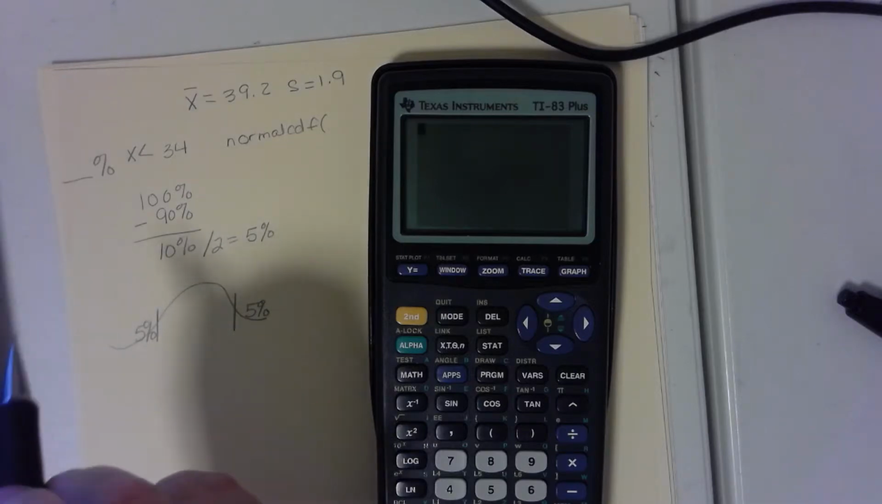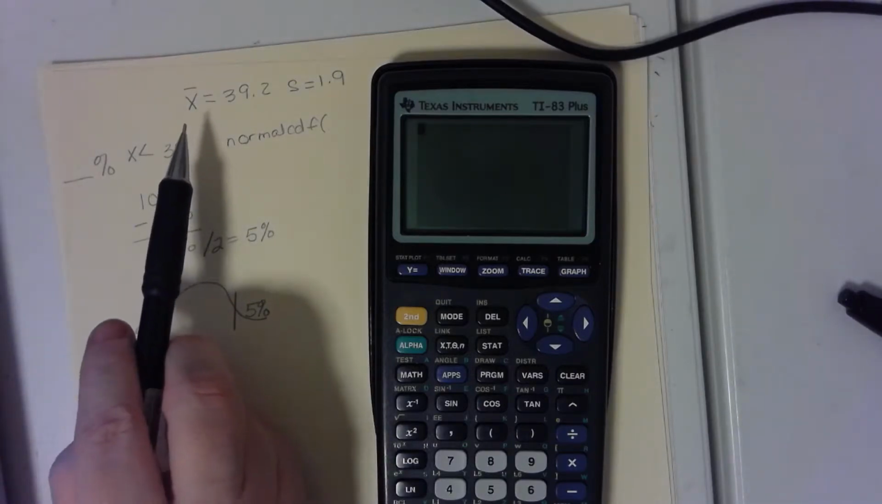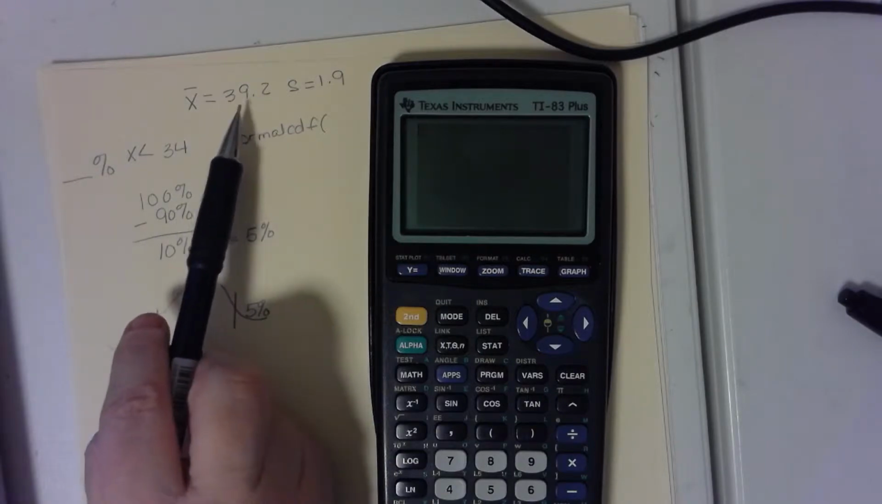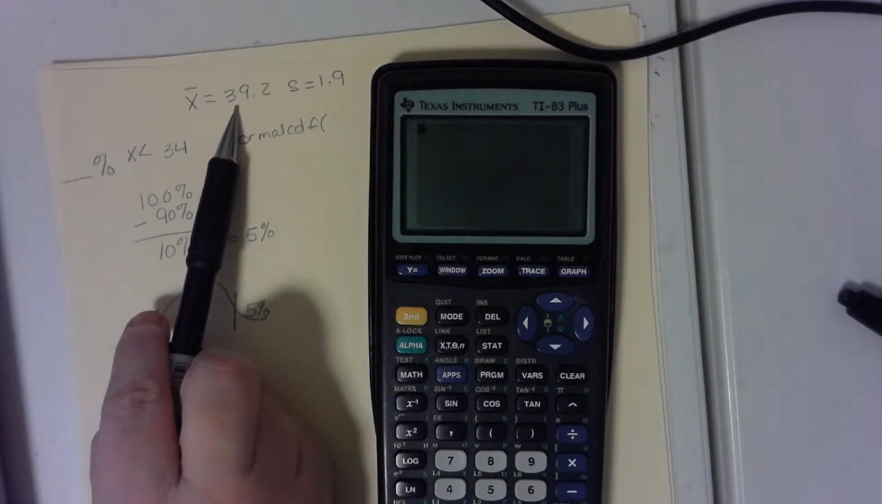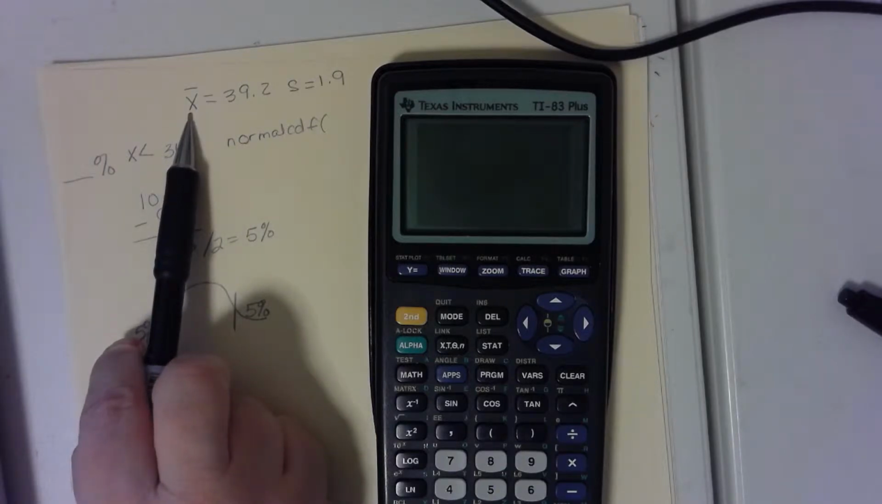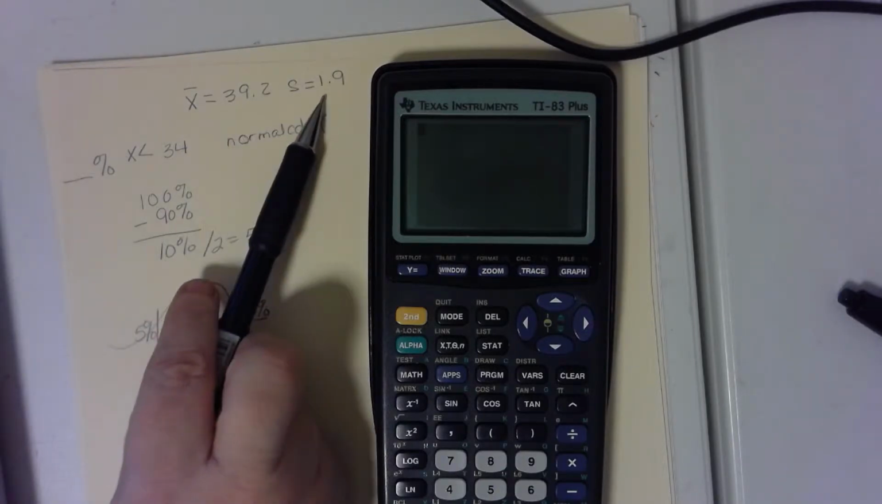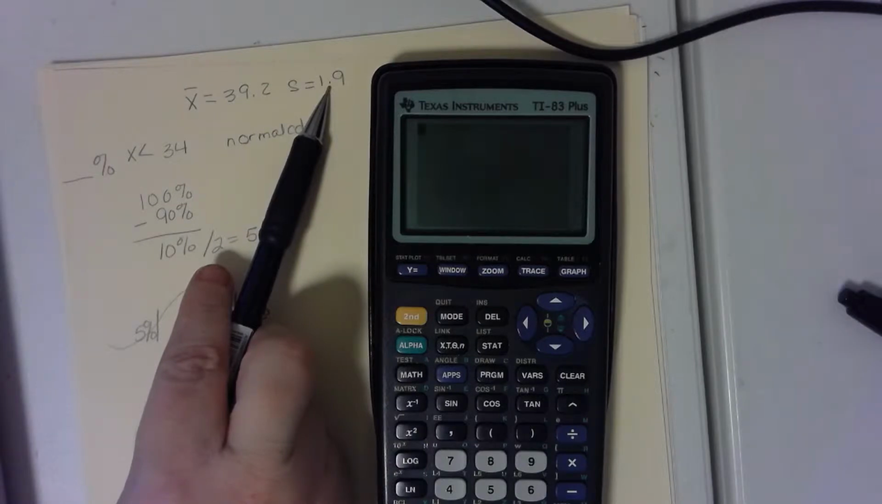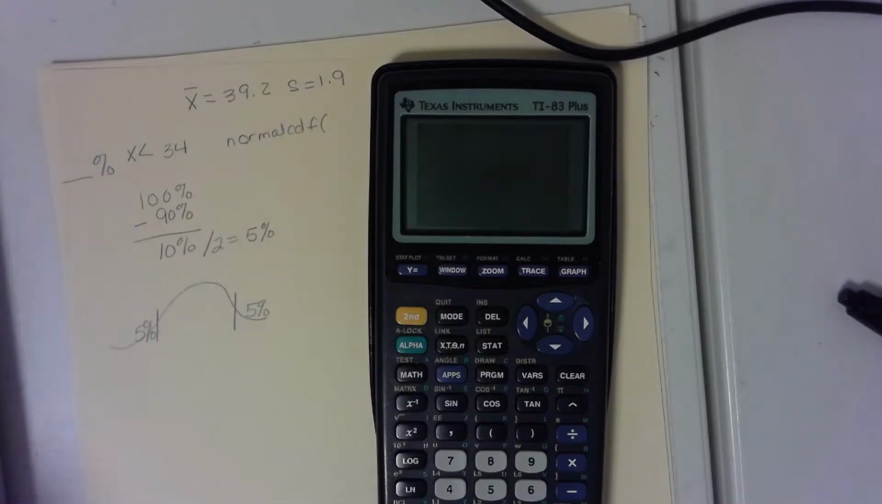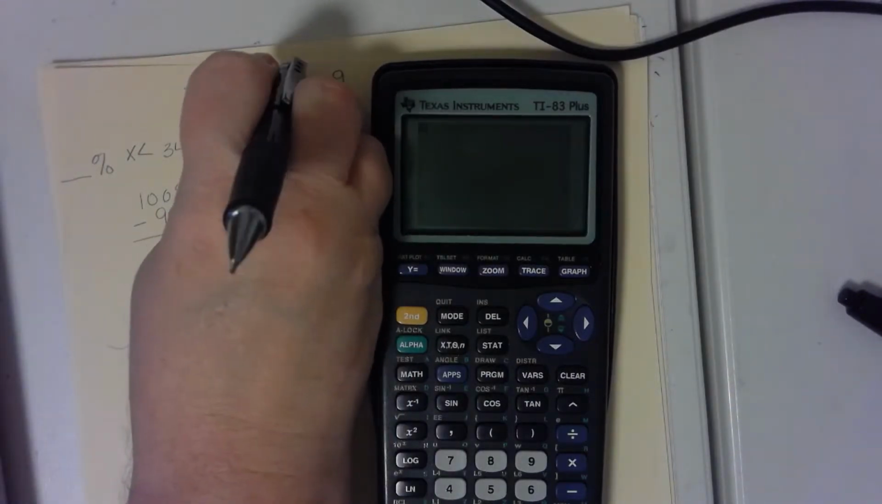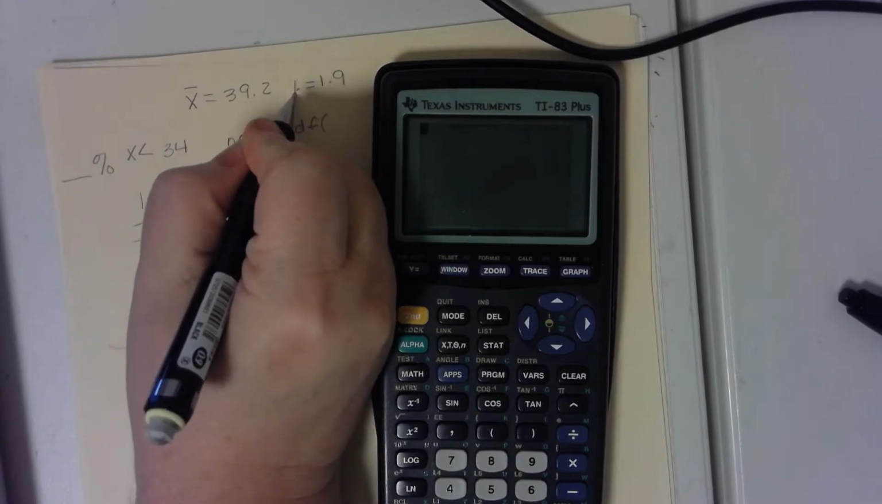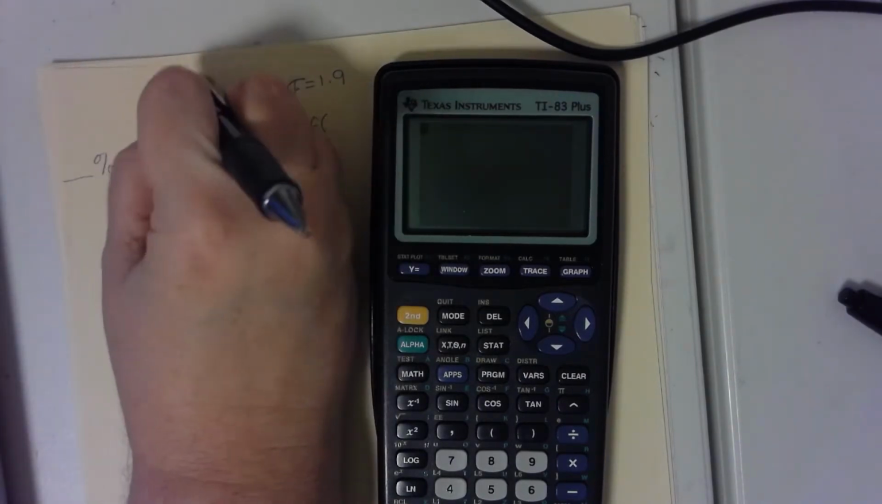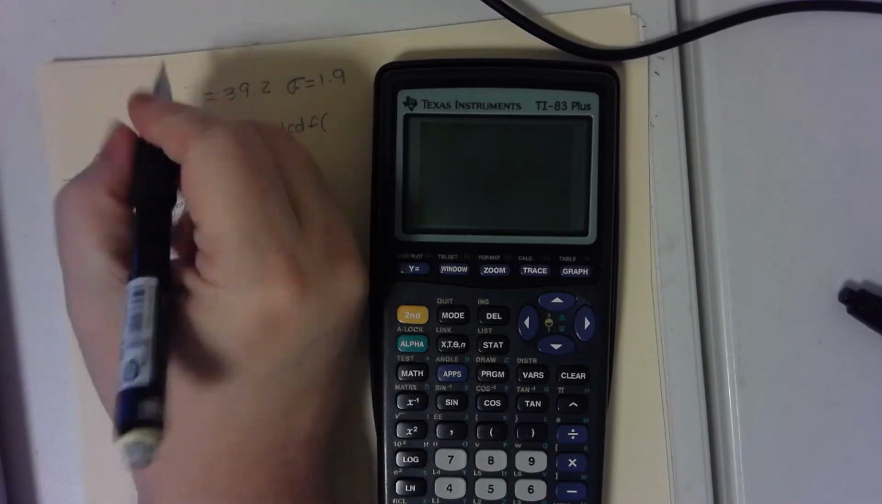Okay, in this video I'm going to solve some more homework-like problems where they're giving us the mean of 39.2, the symbolic representation is x bar, and the standard deviation is 1.9. I believe this was a sample, so I used, no, it was, I believe, a population, so I should use my little sigma, and I should use my mu.